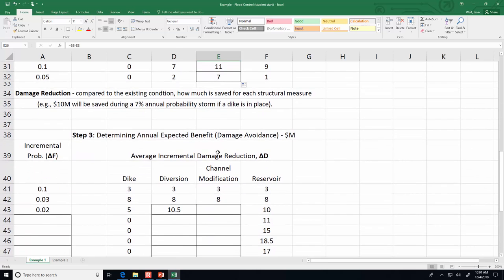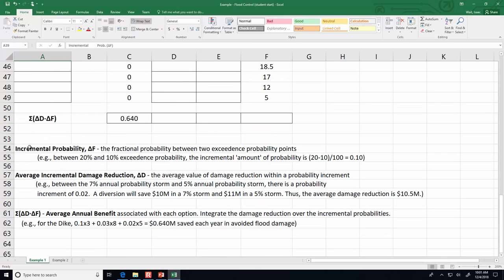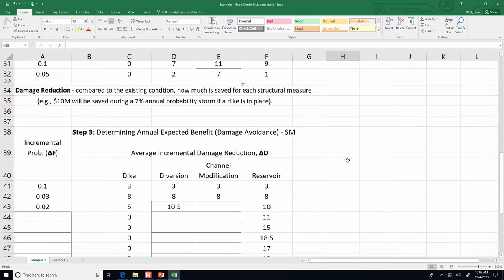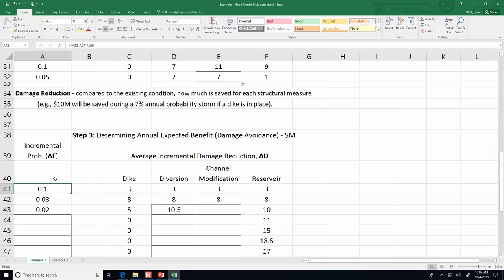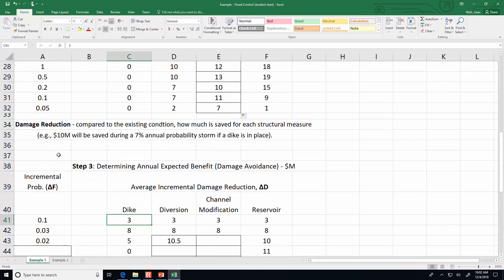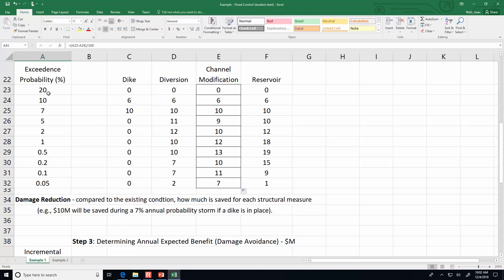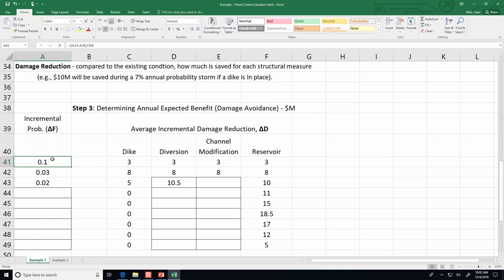All right. Now, the incremental probability. Down here at the bottom, I explain what the incremental probability is. I use the illustration as the difference between the 20% and the 10% exceedance probability. As a fraction, that's the 20 minus the 10 divided by 100. So there's 0.1 probability between the 20% and the 10% storm. And the reason why we're calculating that is we want to find out what's the average damage reduction in that increment. So here for the dike, this first step is between the 20% and the 10%, and so the increment is 0.1.